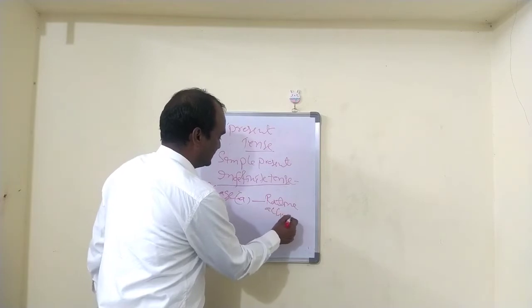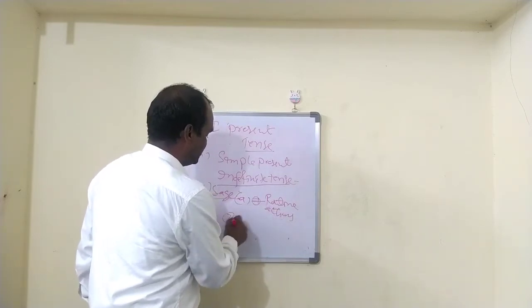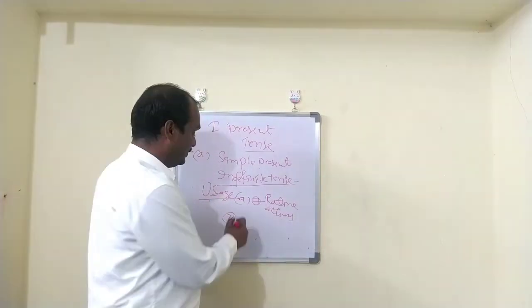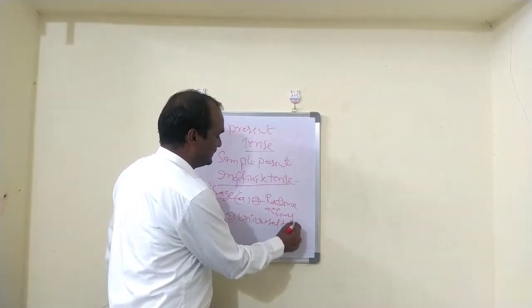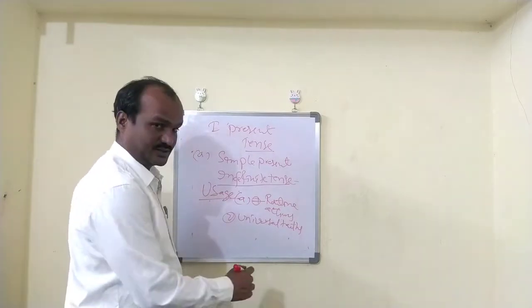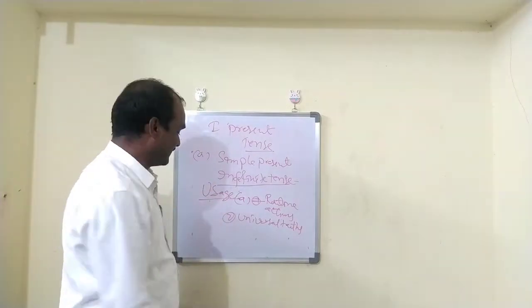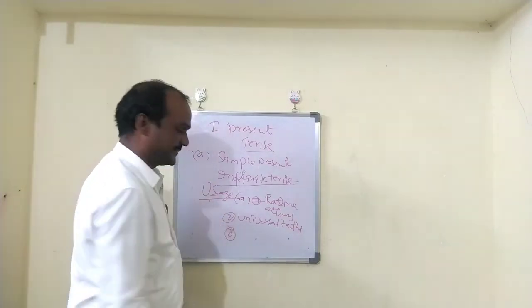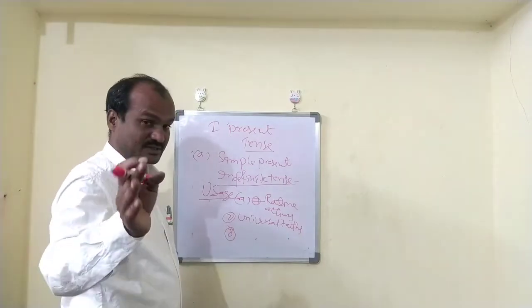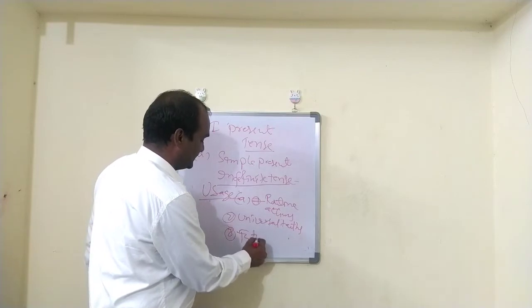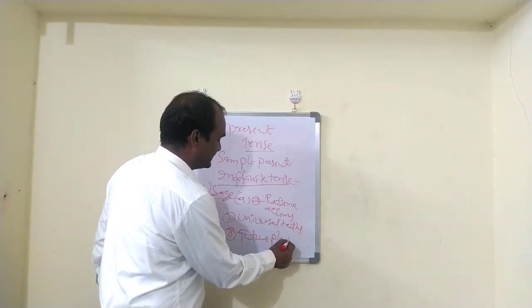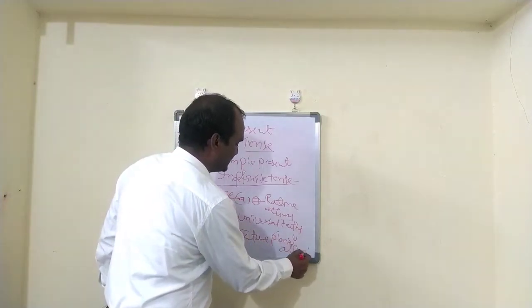Next, the second one is universal truths, universal facts or general facts. And the third one is future planned action. So what is future planned action? I'll let you know.